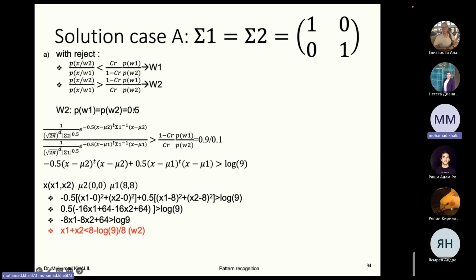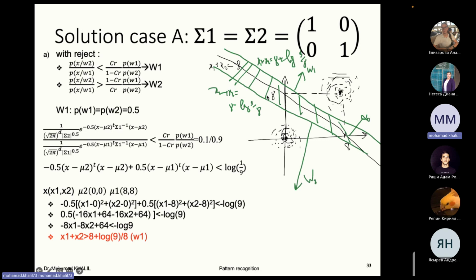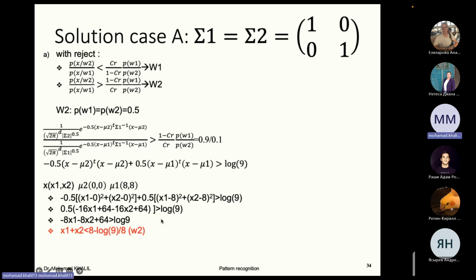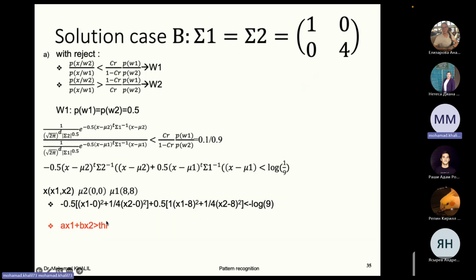We continue. For class 2, you have to take greater than this over this. So 0.9 over 0.1. 1 minus 0.1 is 0.9 over 0.1. So you have to put this equation. If you develop, you will have x1 plus x2 less than 8 minus log 9. Look, this equals 8 minus log. So you have two equations. If it's greater than this equation, class 1; less than this equation, class 2; and between both lines, I don't know.